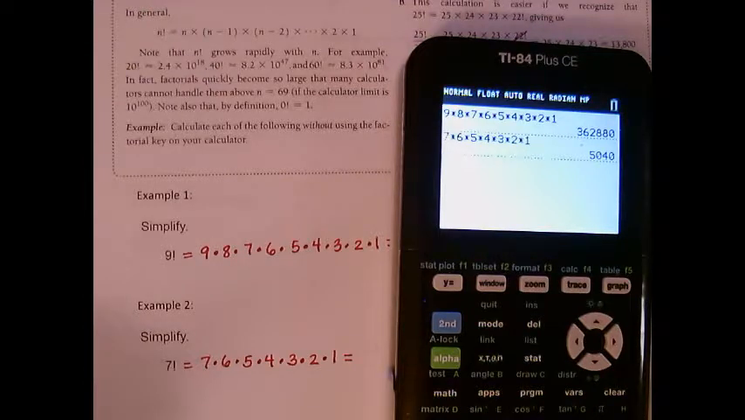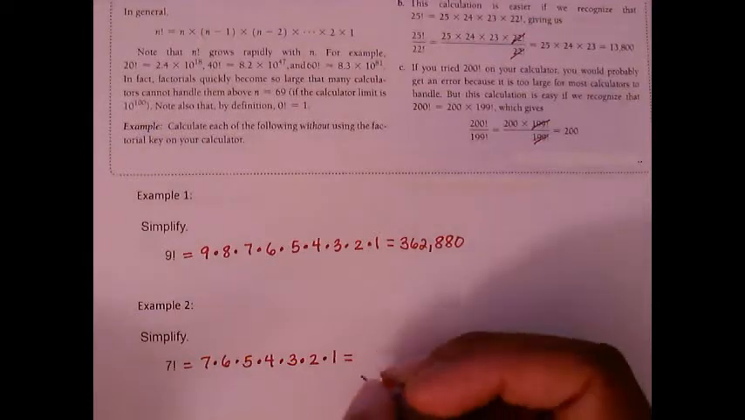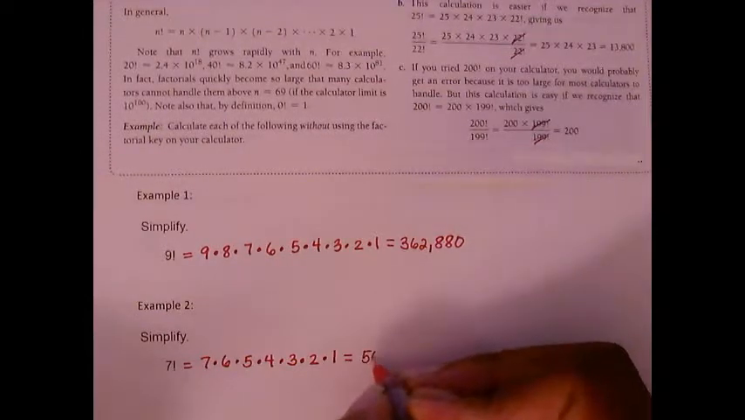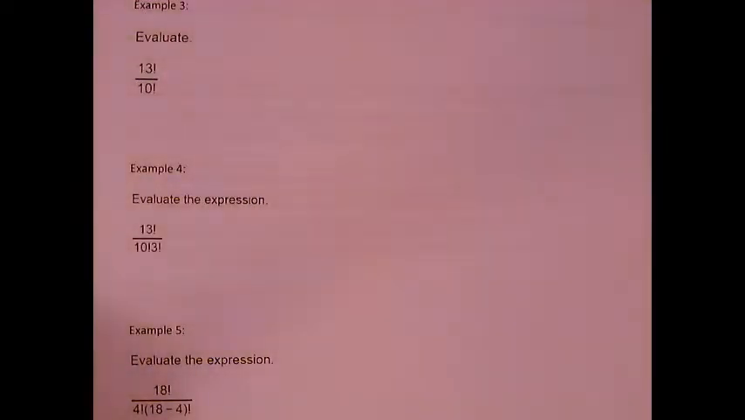Type all that in, you'll get 5,040. So 7 factorial is equal to 5,040. Alright, now let's look at some more advanced examples that are related to factorials here.